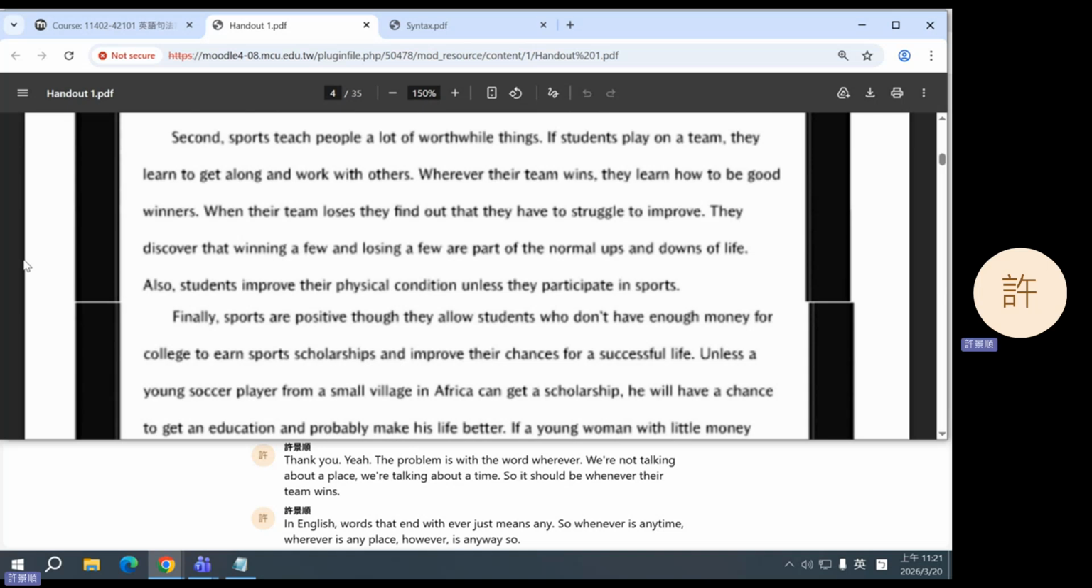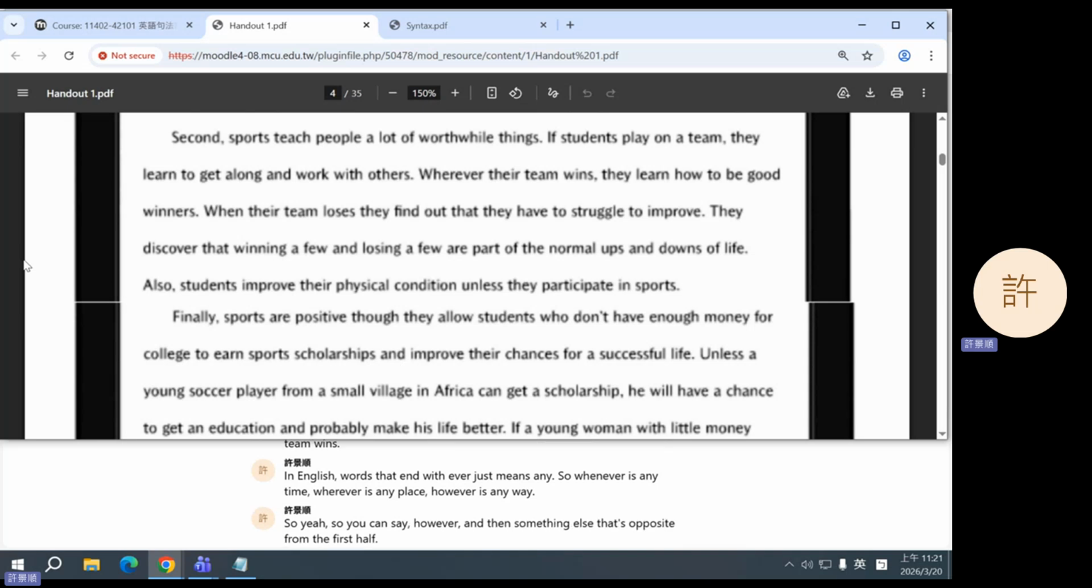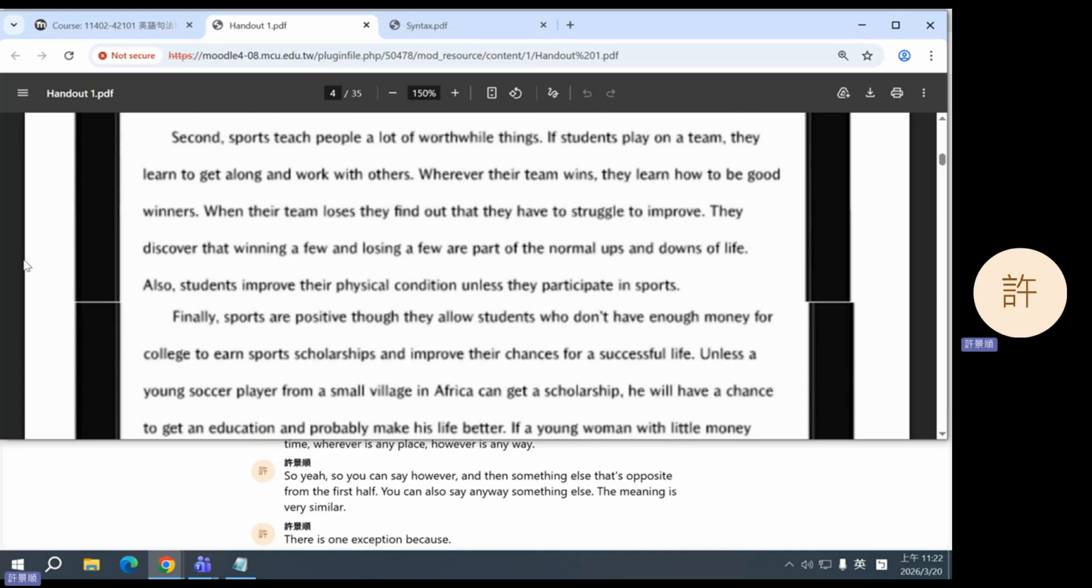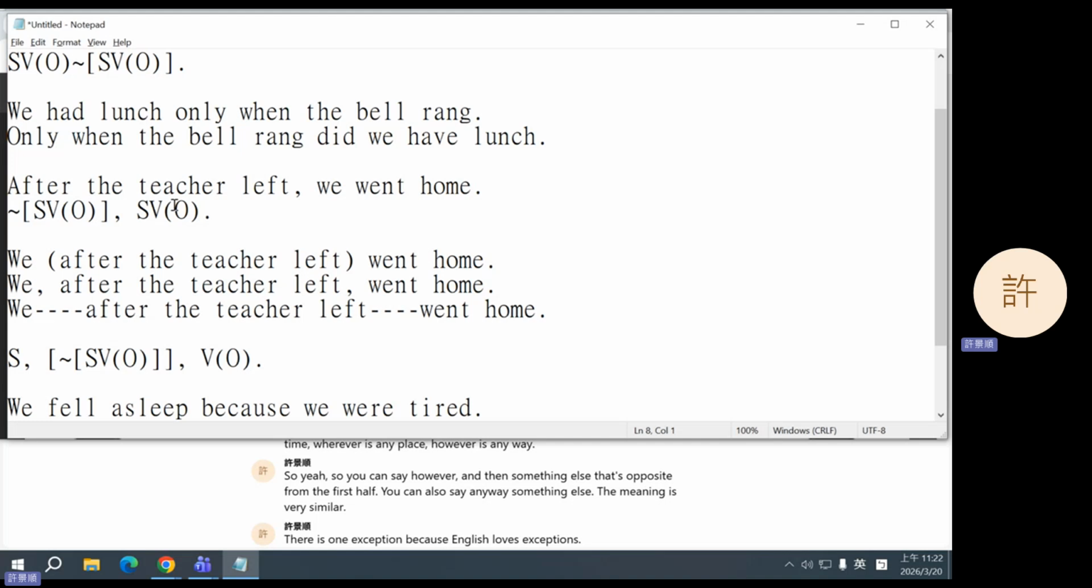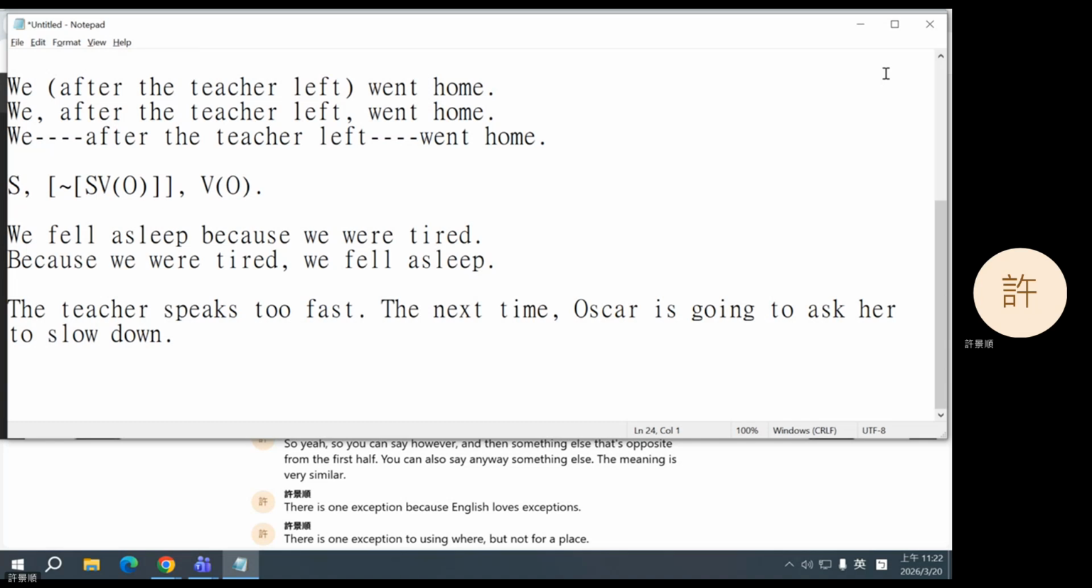So when you can say however, and then something else that's opposite from the first half, you can also say anyway, something else. The meaning is very similar. There is one exception because English loves exceptions. There is one exception to using where, but not for a place.